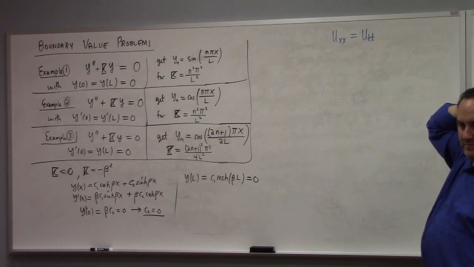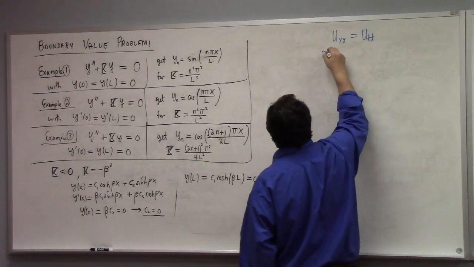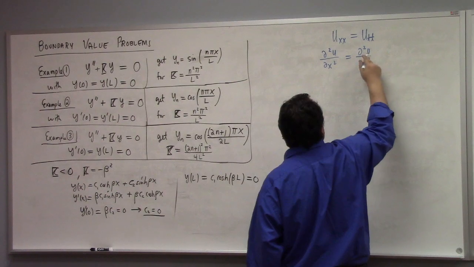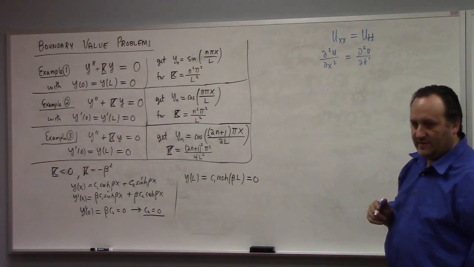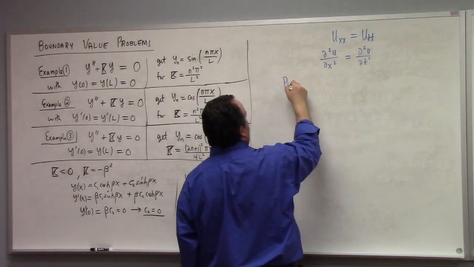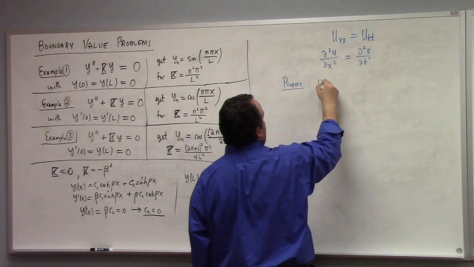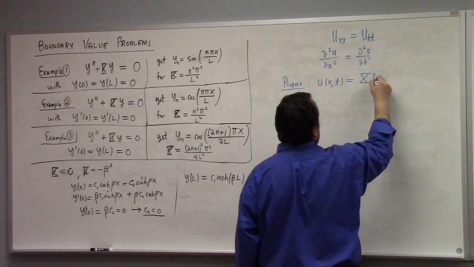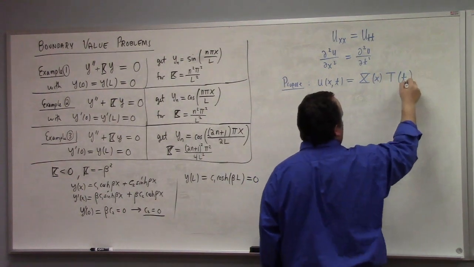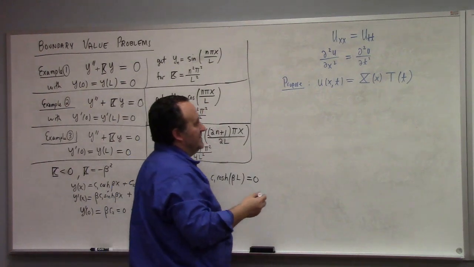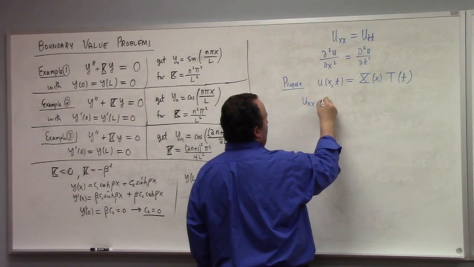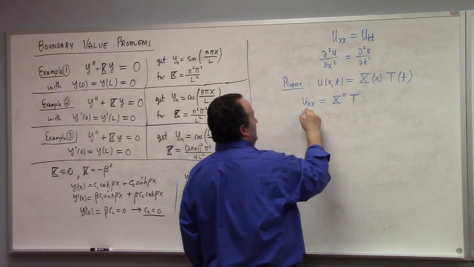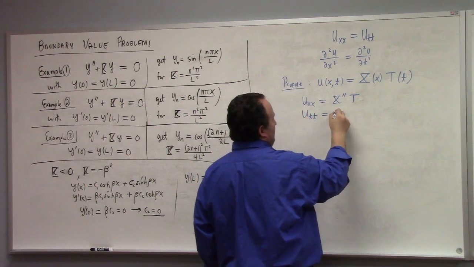How do you solve this differential equation? What we're talking about is partial squared u partial x squared equals partial squared u partial t squared, right? So here's the genius idea: to propose that u of x, t equals X of x, separation of variables, times T of t. And the really neat thing is, if you do this, u xx is going to be equal to X prime prime times T, and u tt is going to be equal to X T prime prime.